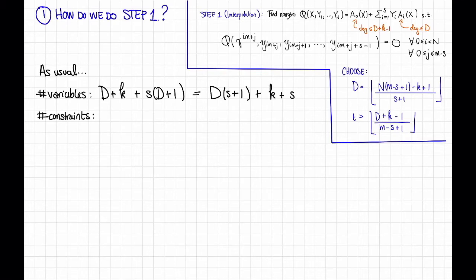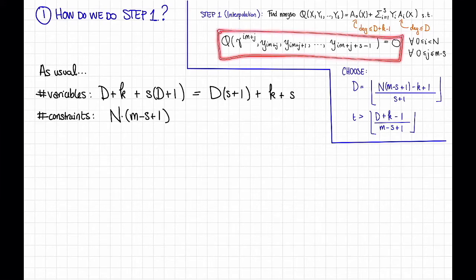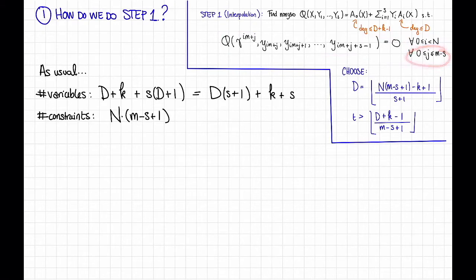The number of constraints is now a bit more than it was before. Previously, it was just n, but now it's n times (m minus s plus 1). That's because we have a linear constraint like this. For each i, there are n of those, and also for each j, there are m minus s plus 1 of those. So what we need is for the number of variables to be strictly larger than the number of constraints.